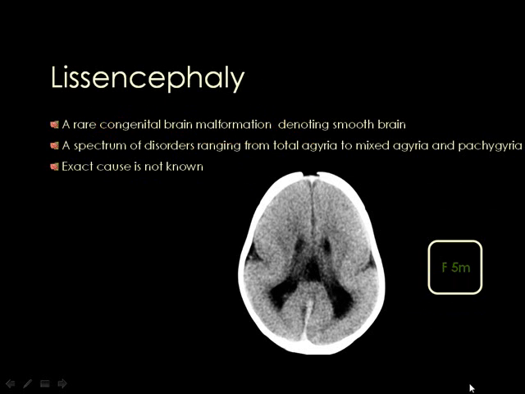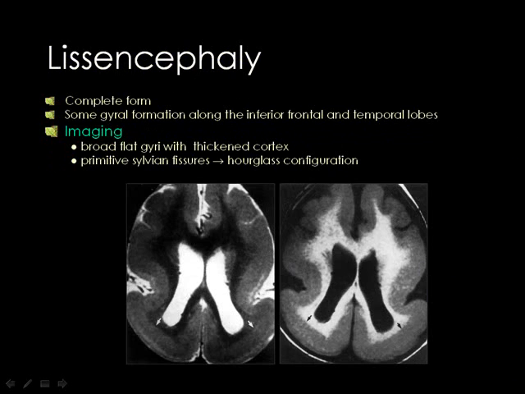Then the Lissencephaly, which means agyria. There are no sulci on the surface of the brain, or what we call the smooth brain. The smooth brain only shows the sylvian fissure, which is very short and vertically oriented, giving the brain the figure of 8 configuration, or the hourglass configuration. And you see, considering these small fissures, the hourglass configuration of Lissencephaly.